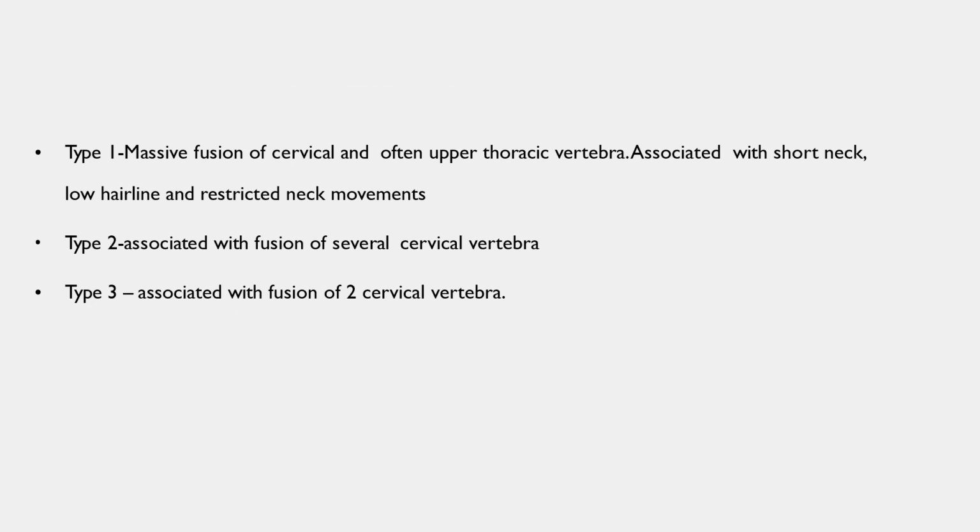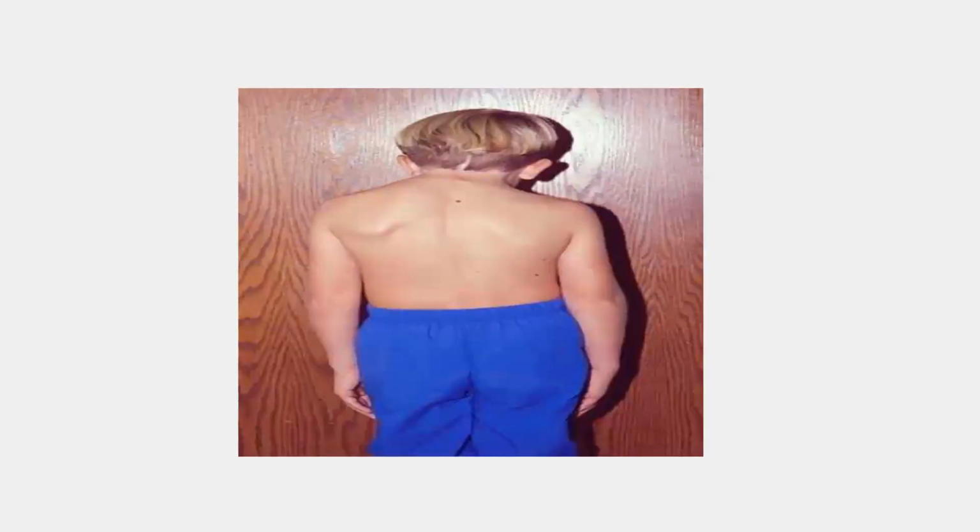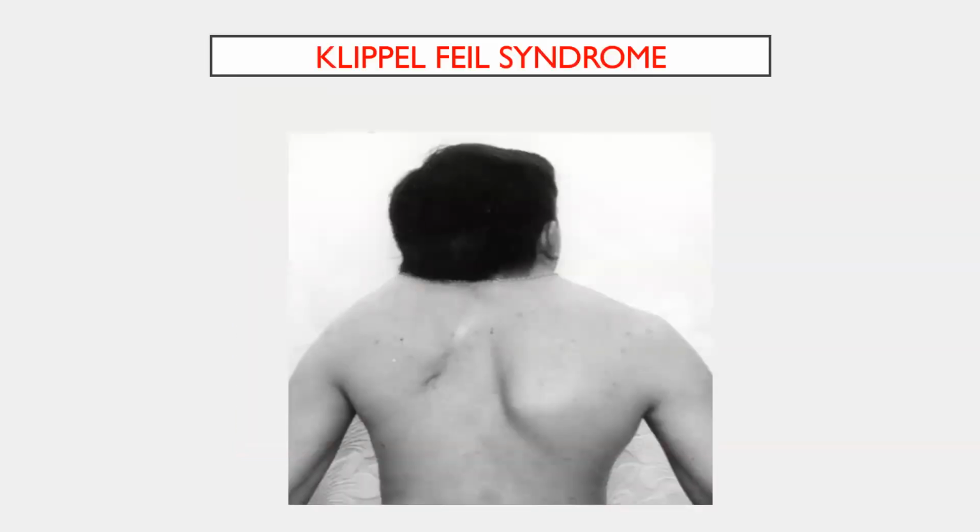Okay, next slide. Here you see the patient. Low hairline is there, short neck is there, and vertebral column abnormalities are there, and patient is having short stature also. Okay, next. One more diagram. This is again low hairline, short neck, vertebral body abnormalities.